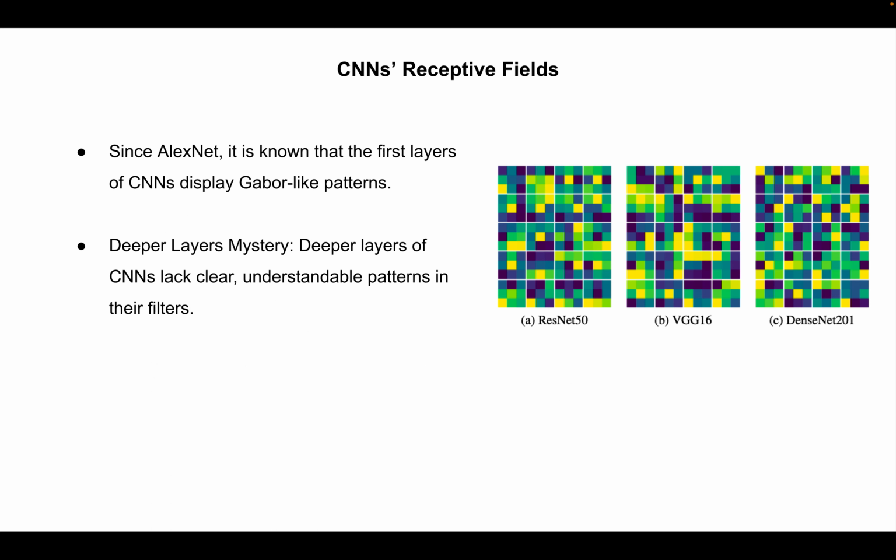Since AlexNet, it is known that the first layers of CNNs display Gabor-like patterns. However, as we go deeper, the kernels lack clear, understandable patterns. Here you can see random samples of kernels from all layers of three widely used CNNs with regular convolutions.